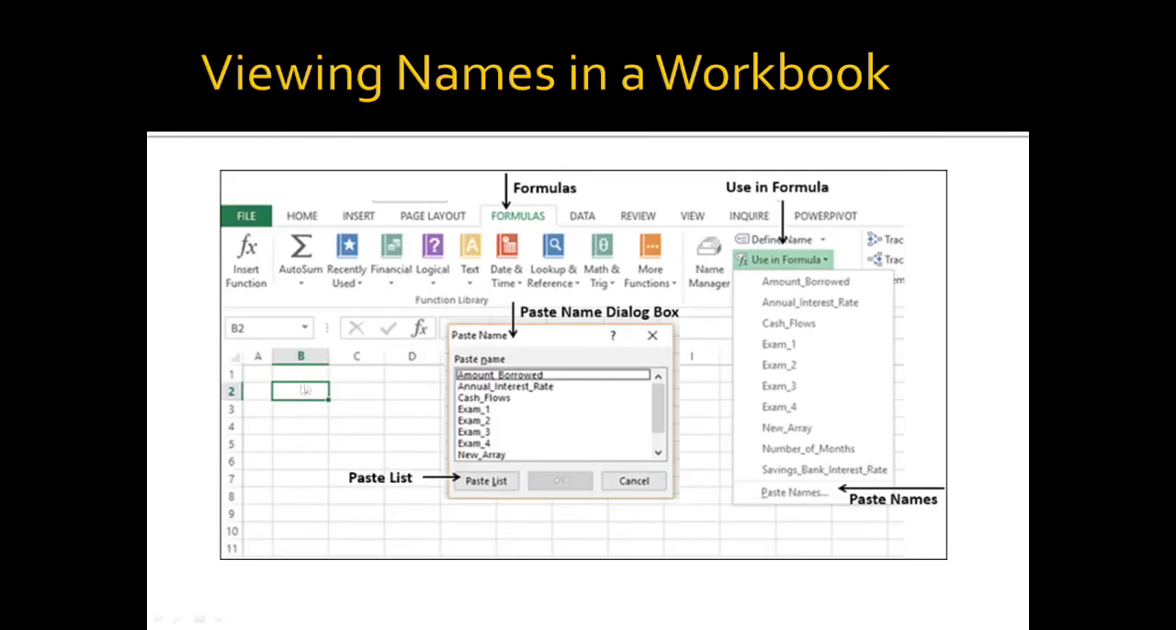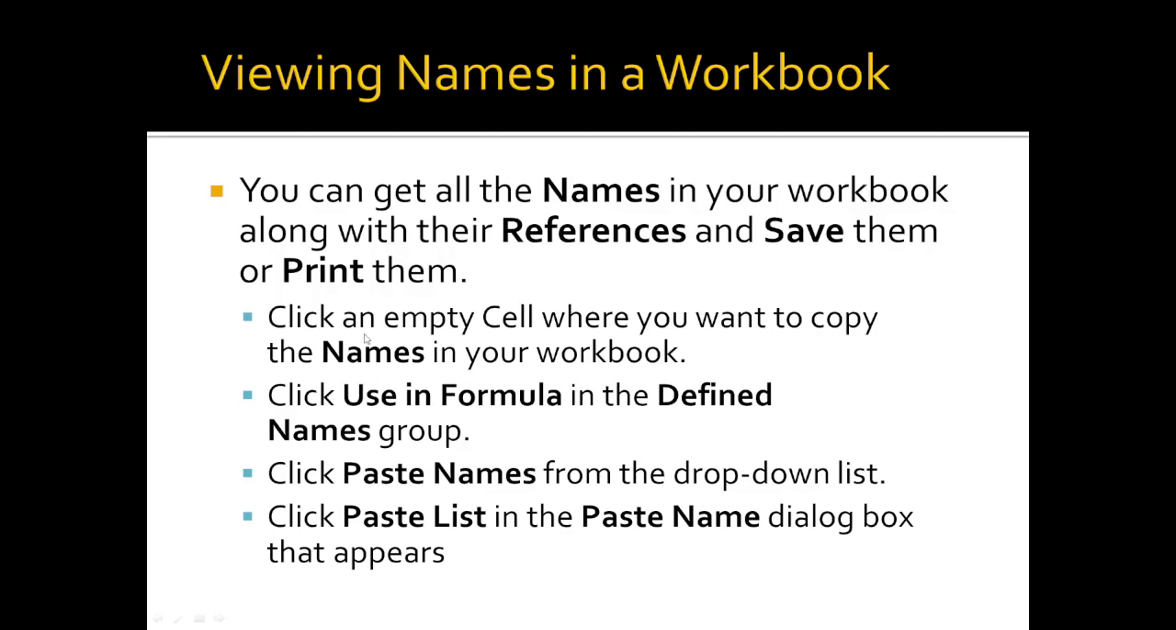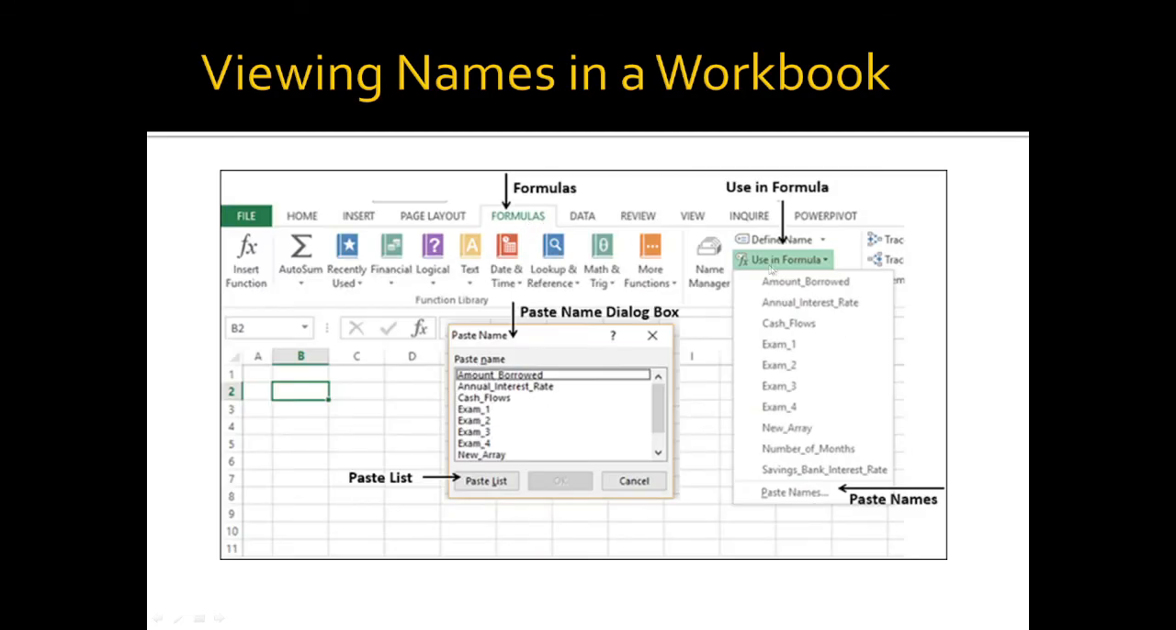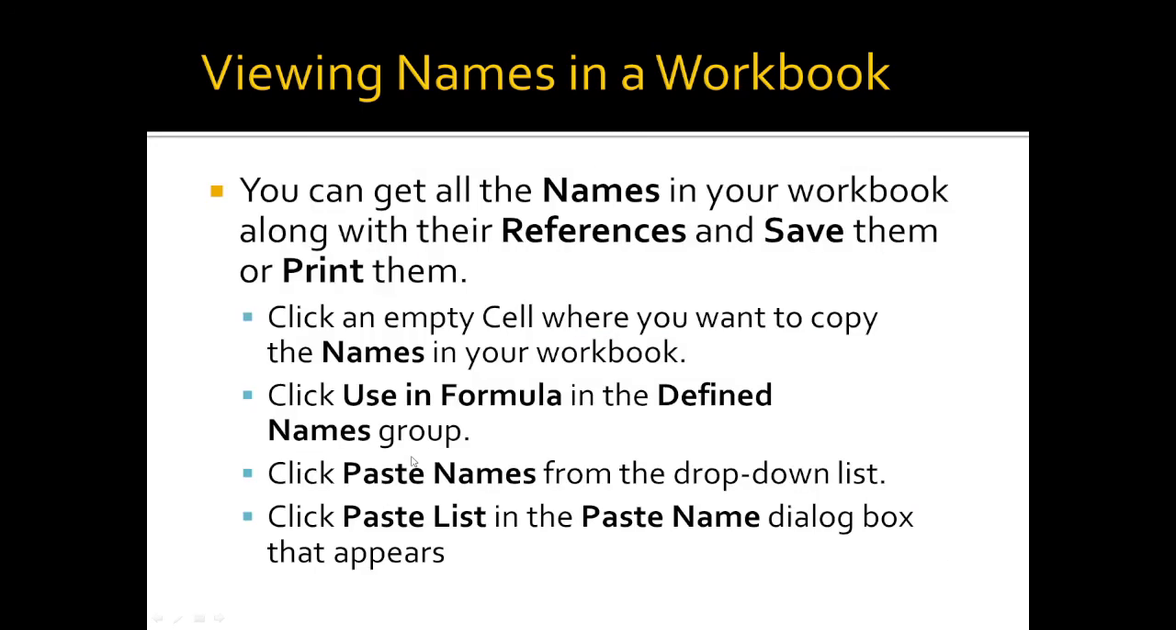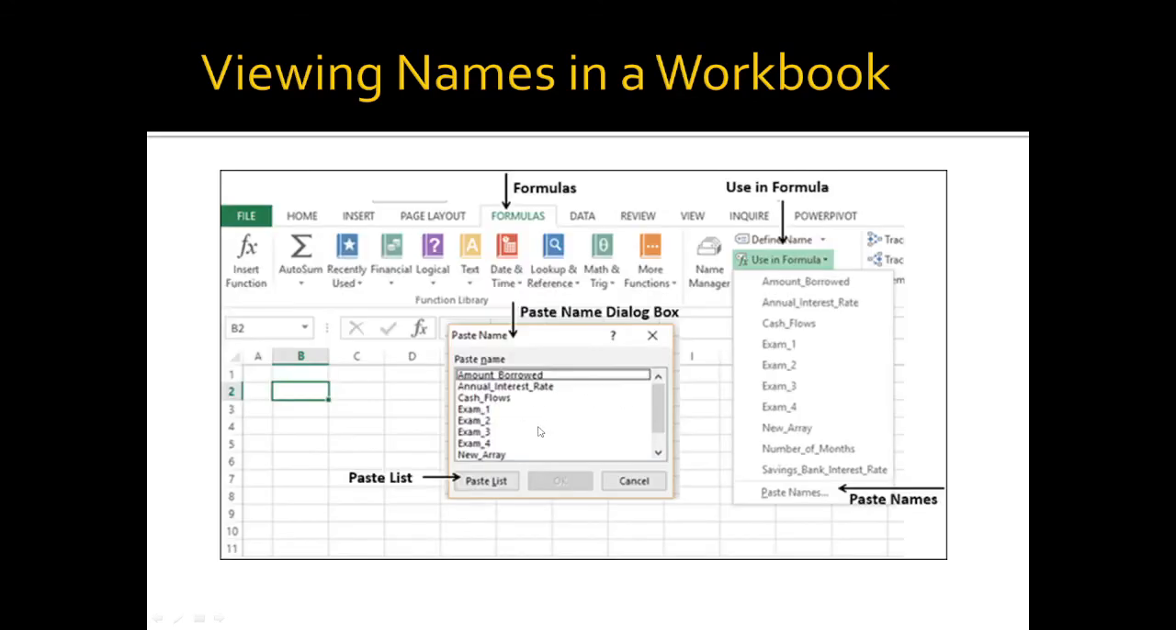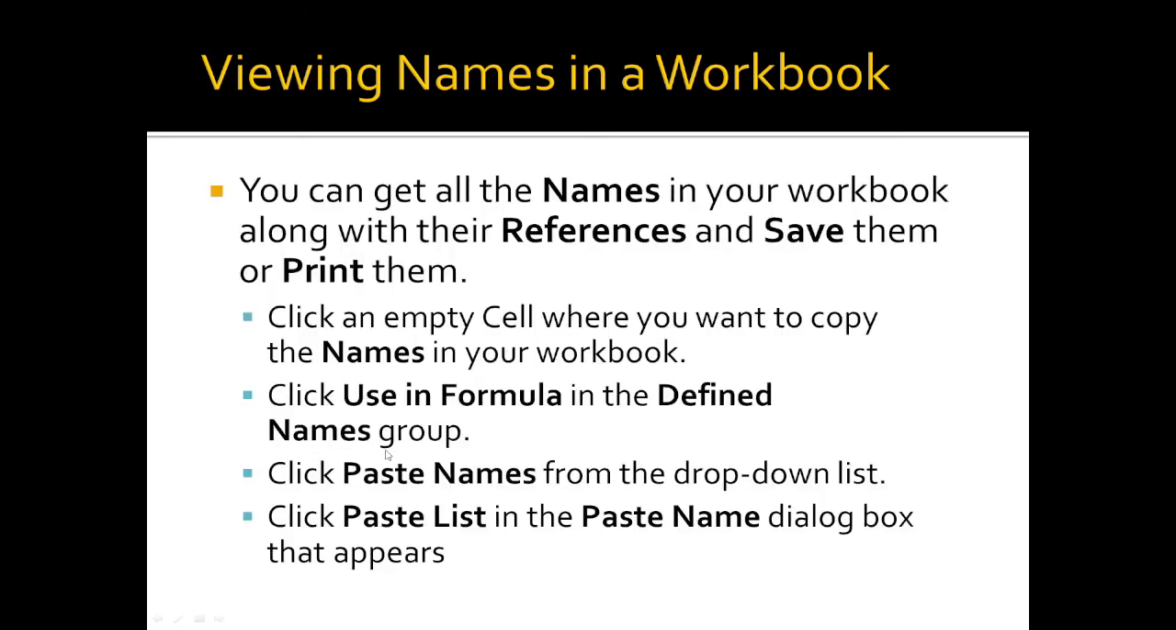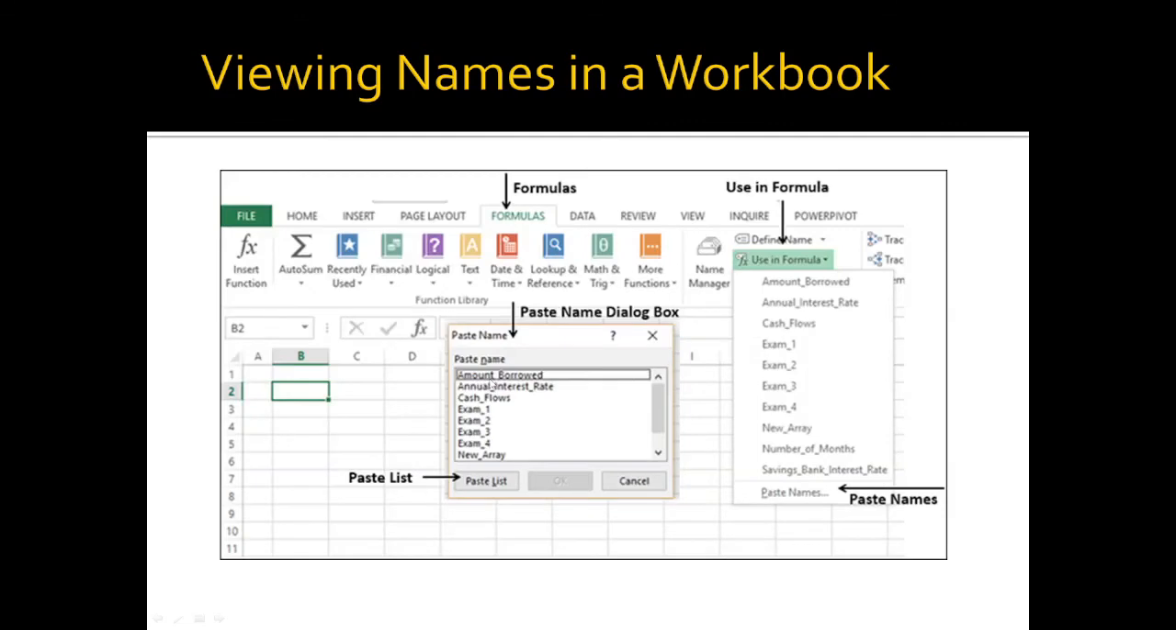So click on an empty cell. Then as a second step, click Use in Formula. So Formulas, Use in Formula. And then the next step is the Defined Names group. So Use in Formula. So we have here the Defined Names group. Then we click on Paste Names. So Paste Names, then click the Paste List. So this is the Paste List.